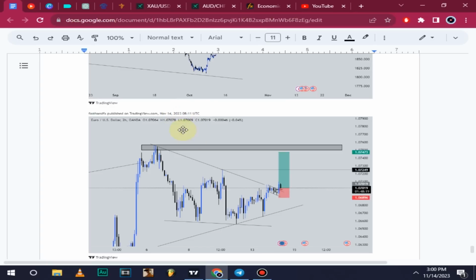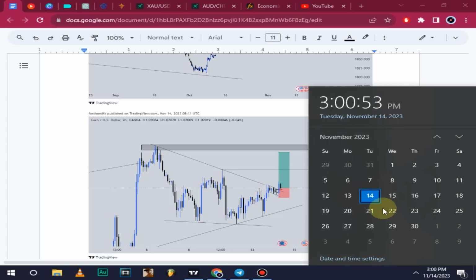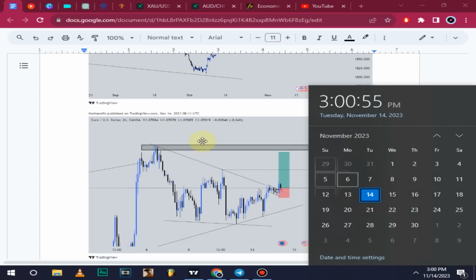This zone, you can try to zoom in, guys. November 14. I did send this signal to my VIP. All right, today is 14th, guys. Today is 14, you can confirm right here. Today is 14, and it's currently 3 p.m. All right, and you can see I called this signal at 8:11.